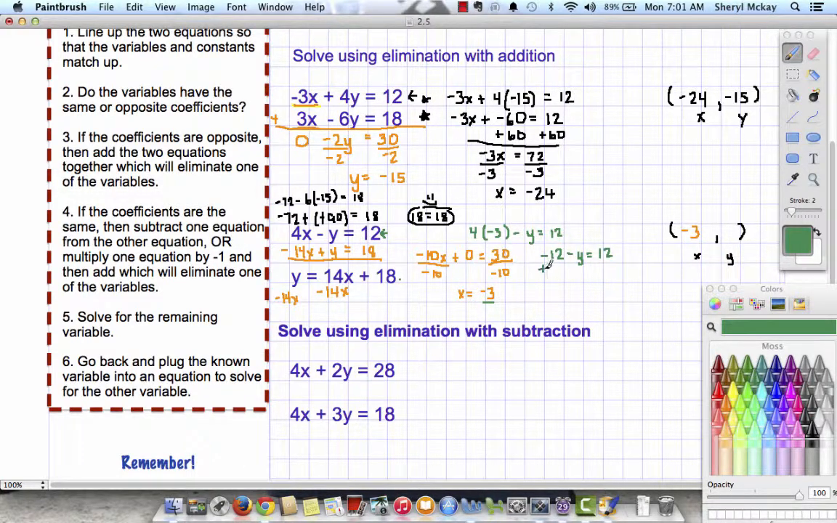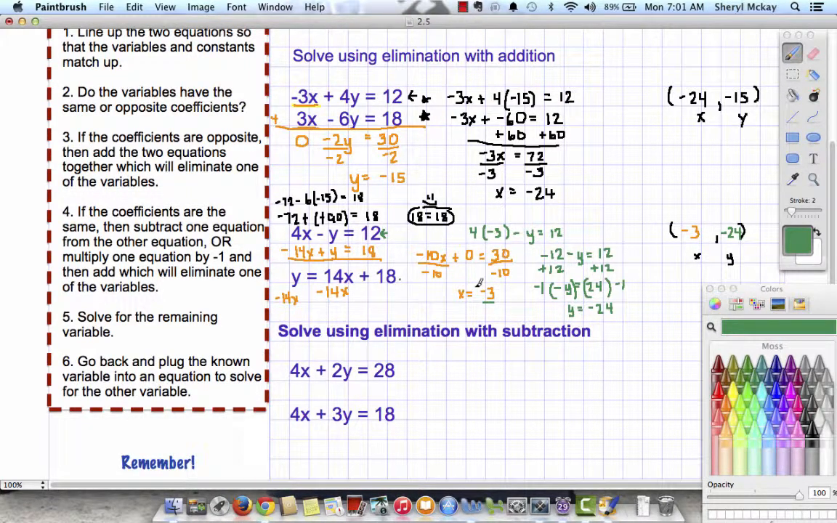I'm going to add 12 to both sides, and I get -y equals 24. Now, -y is close, but not quite. I need that to be a positive y. So I'm going to multiply both sides by -1, and I get y equals -24. So this time my y is -24, and my x is -3.